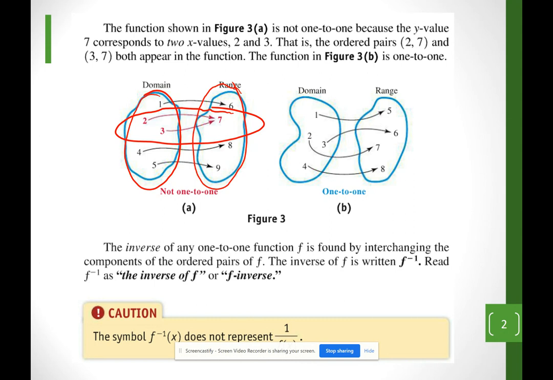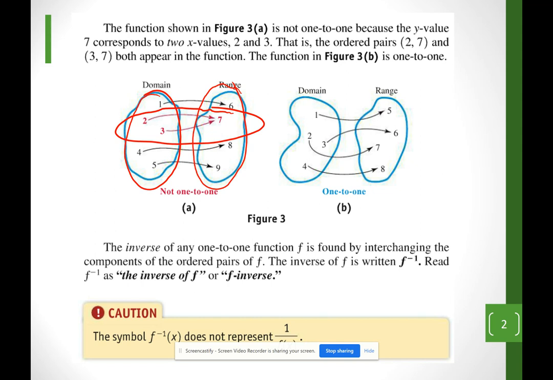Remember, in order for this to be a function, the domain values can only be used once. In order for this to be a one-to-one function, the values on the range can only be used once. Now we see on example B, values of the domain are used only once. The values of the range are only used once each. So that's what we call a one-to-one function.